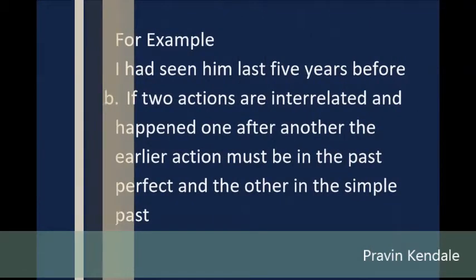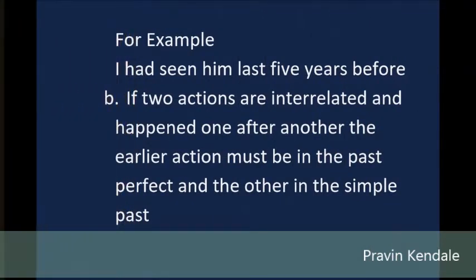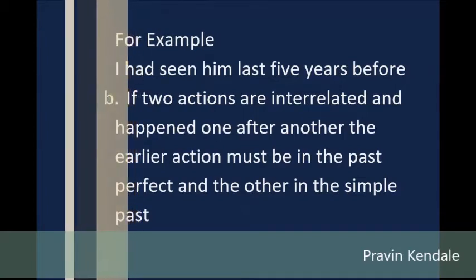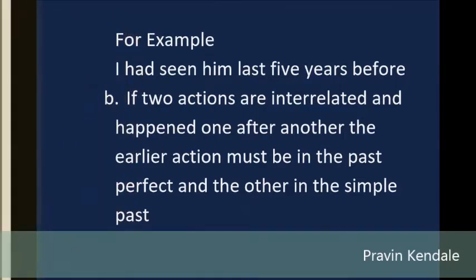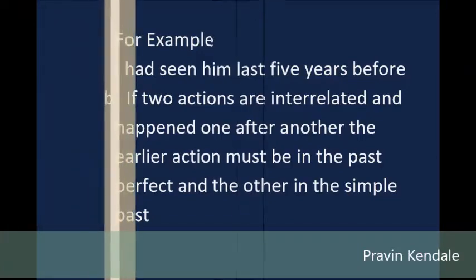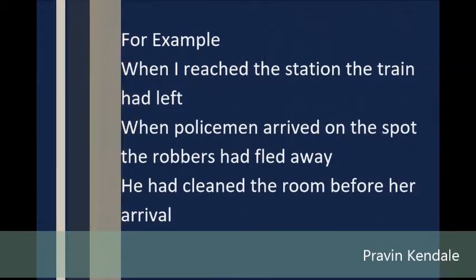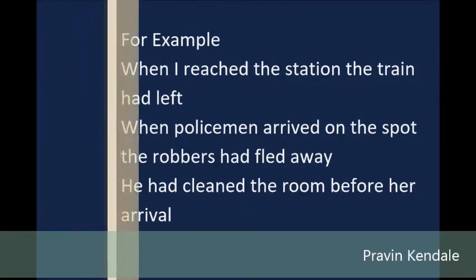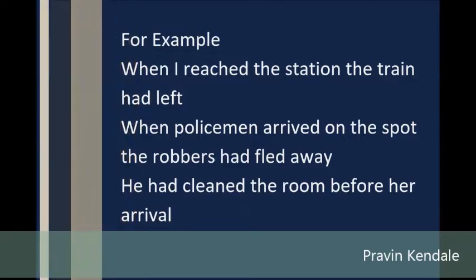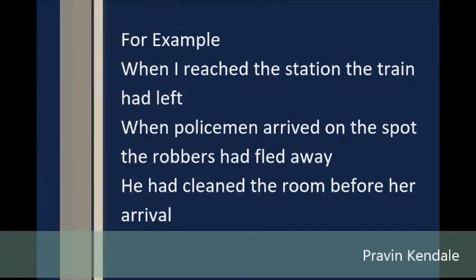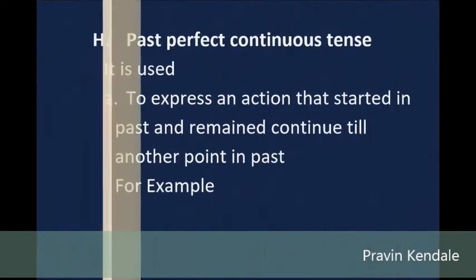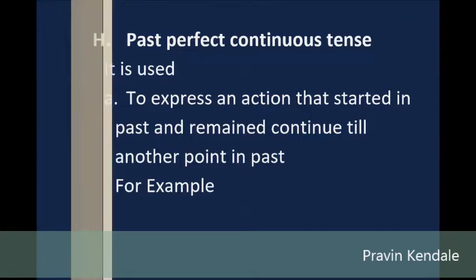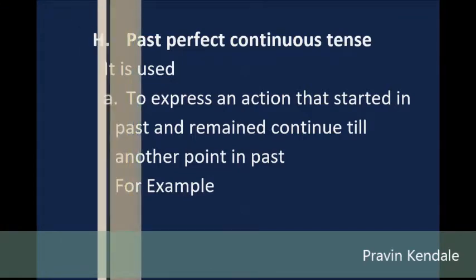G. Past perfect tense. It is used A. To express an action completed before a certain moment in the past. For example, I had seen him 5 years before. B. If two actions are interrelated and happened one after another, the earlier action must be in the past perfect and the other in the simple past. For example, when I reached the station, the train had left. When policemen arrived on the spot, the robbers had fled away. He had cleaned the room before her arrival.